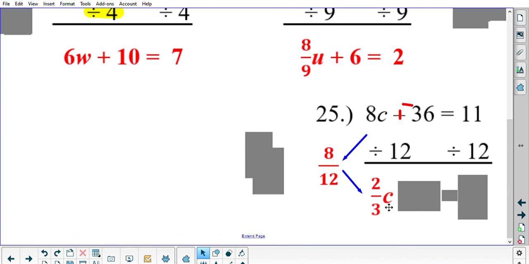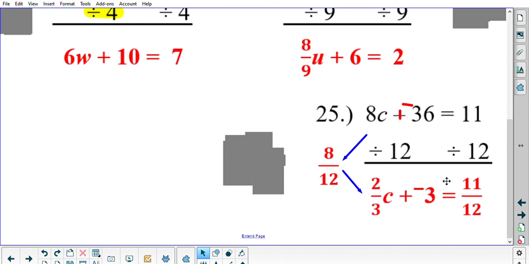Please do not lose the variable, the c. Negative 36 divided by 12 must also happen. Distributive property gives you negative 3. Did you bring the equal sign straight down? I hope you did. 11 divided by 12, do not punch that into a calculator. That would give you 11/12.